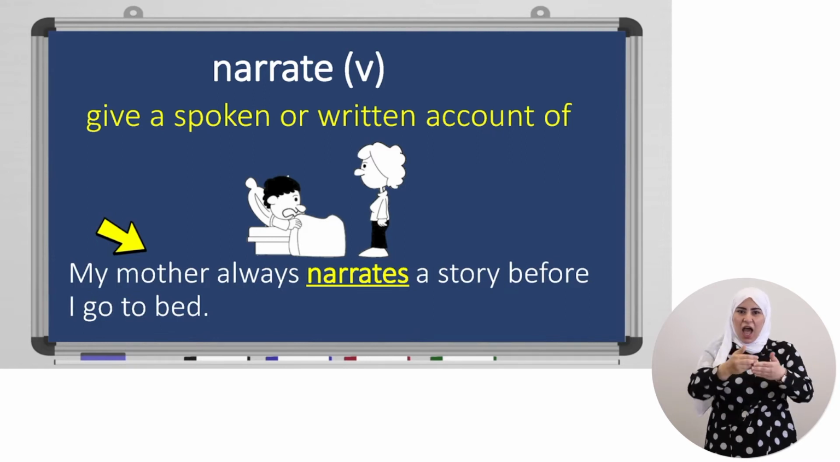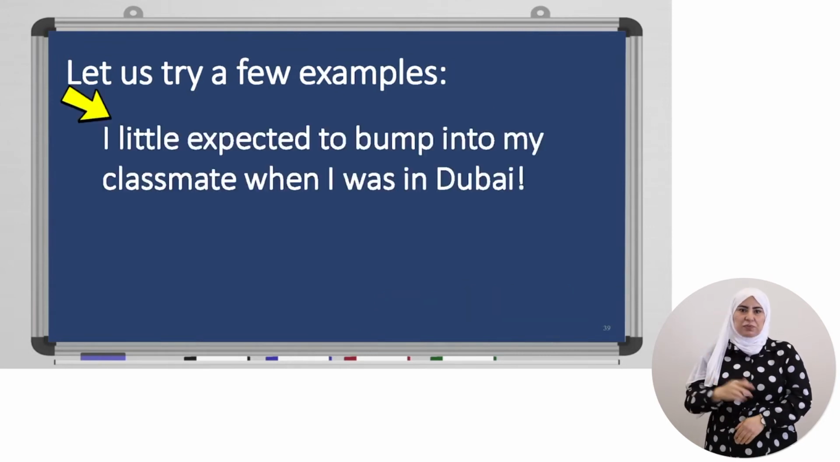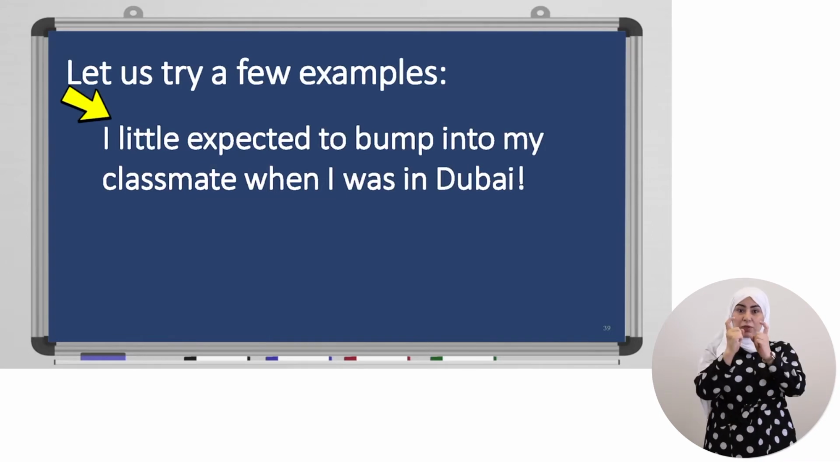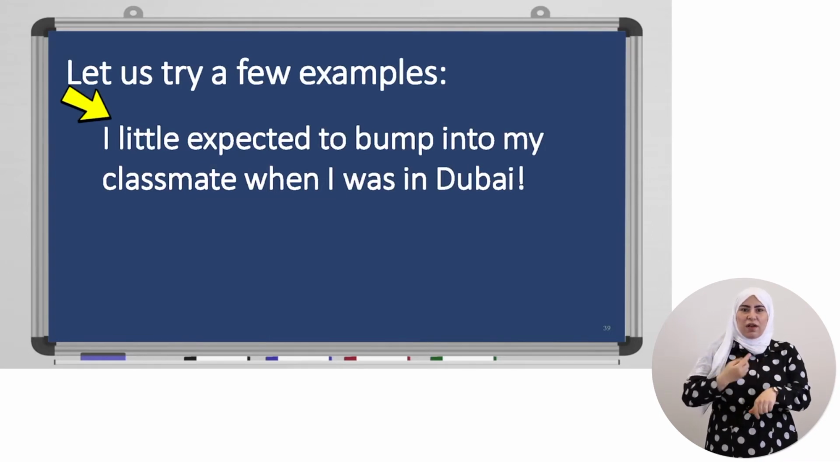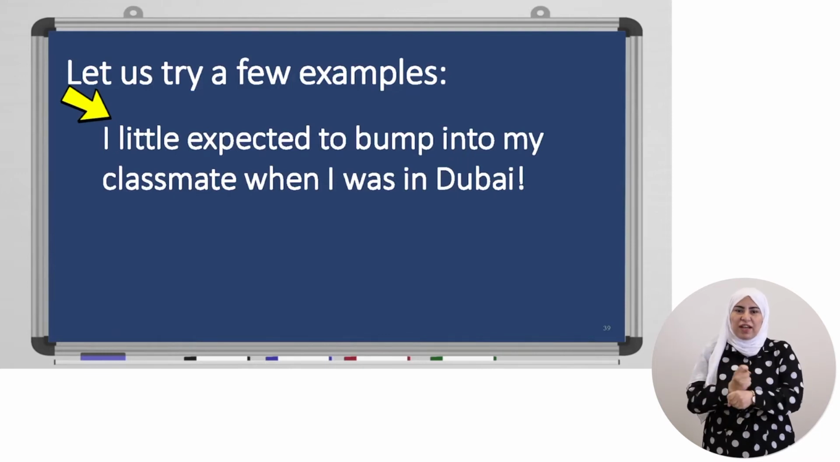Now that we know this word, let's move on to another example to make sure that you really got inversion. I little expected to bump into my classmate when I was in Dubai. I little expected. Where is our main verb? Don't get scared. If you get stuck, try to look for the verb first or the subject, whichever makes you happier or more comfortable. I, obviously, is the subject. Little expected. So expected here is the verb.